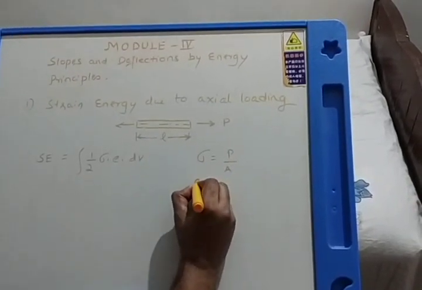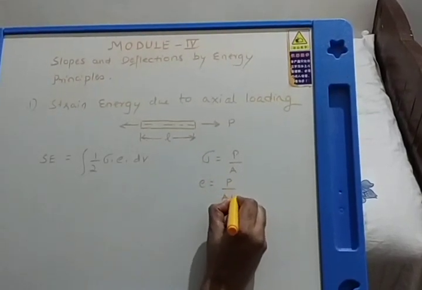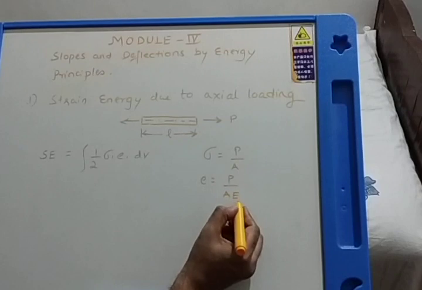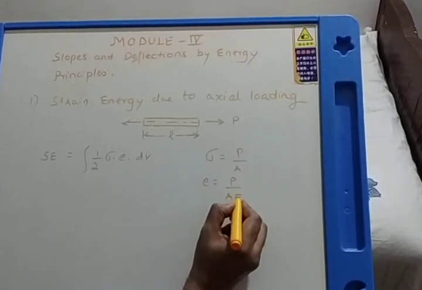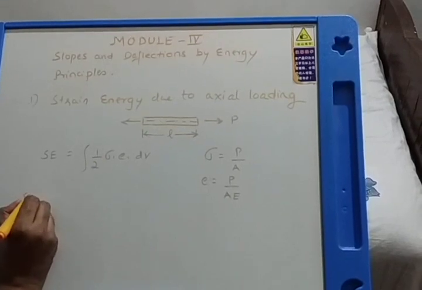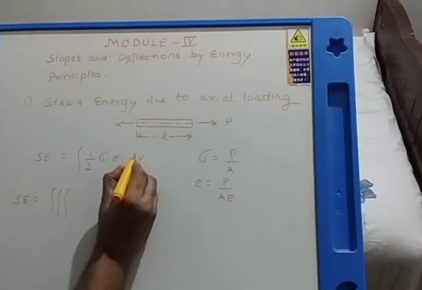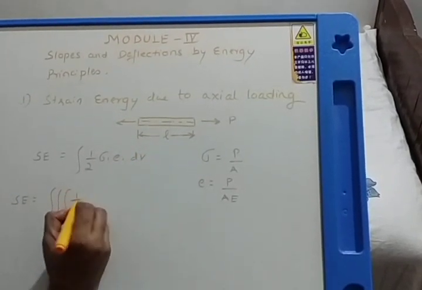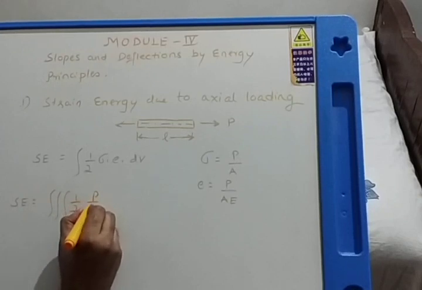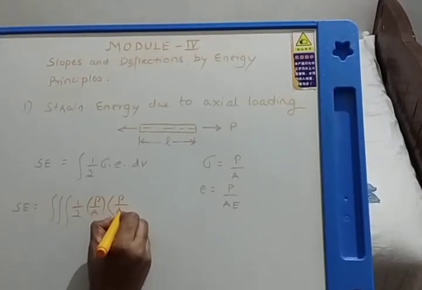And what is E? E is equal to P upon AE, that is stress upon Young's modulus. So that is E is equal to P upon AE. So let me substitute strain energy is equal to triple integration, because integration with reference to dV means dx, dy, dz, half sigma, substitute P upon A, right? E, substitute P upon AE, correct?